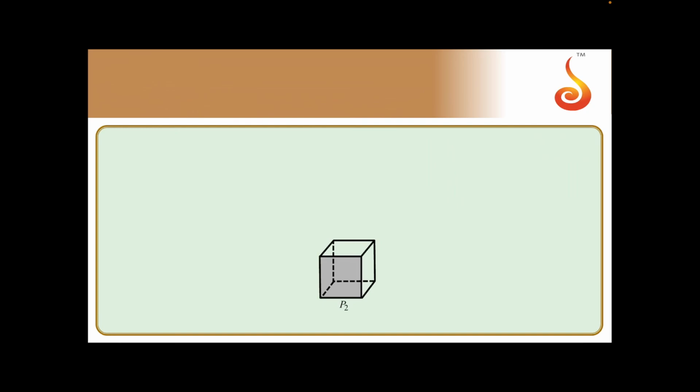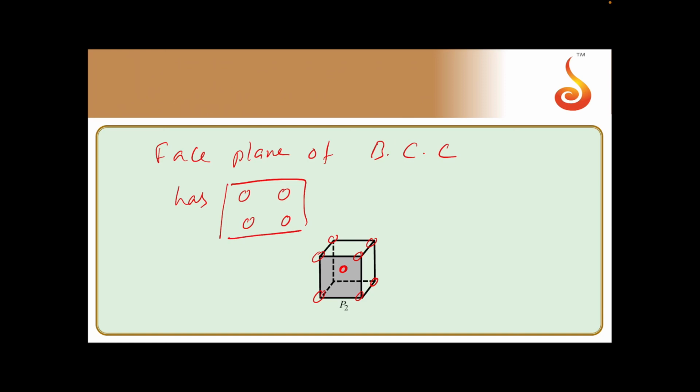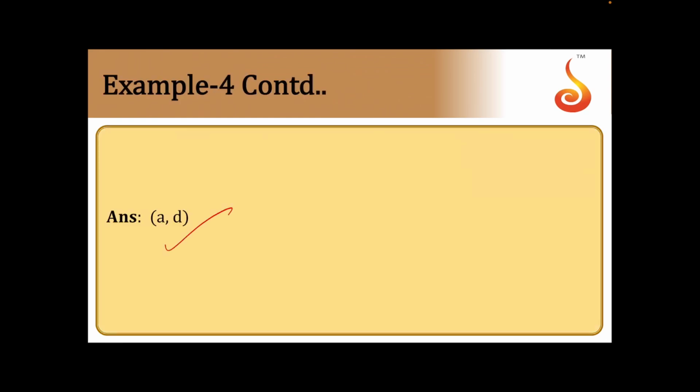But when you take the face plane of BCC, body centered one, you have atoms only in the corners, and one in the middle of the body. So the face plane, if you see, the face plane of BCC has 4 atoms only. Like this it has this structure, but not the one in the middle now. So therefore now you can say the answers are A and D. A and D are the answers.